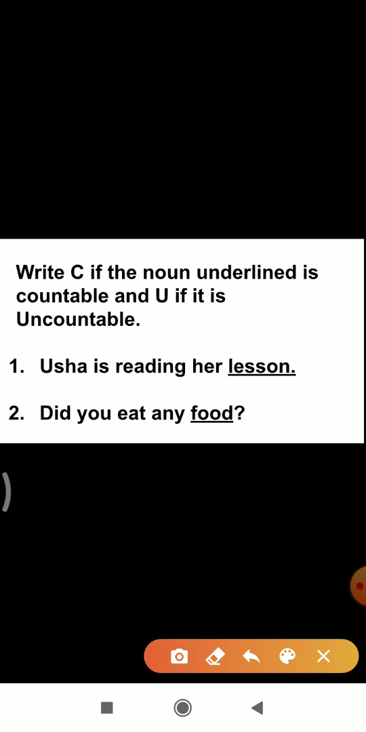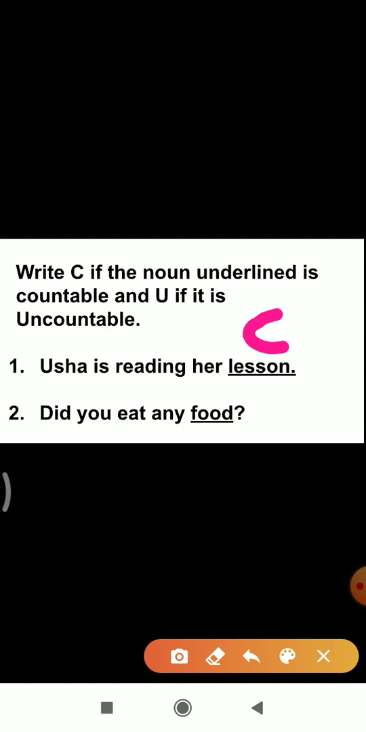Usha is reading her lesson. Okay, now here, which is the word underlined? Lesson. Now, Usha is also a noun, but it is not underlined here. So, what is lesson? Countable or uncountable? You have lessons, right? First lesson, second lesson, lesson number 3, lesson number 4, and so on. So, can you count lessons? Of course, yes. So it is C, countable. Okay, the second one.